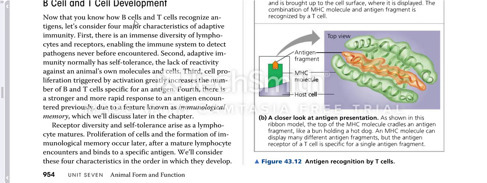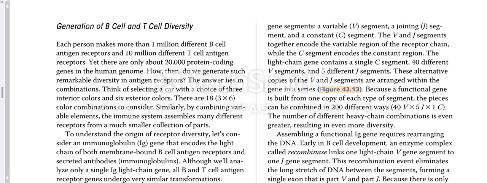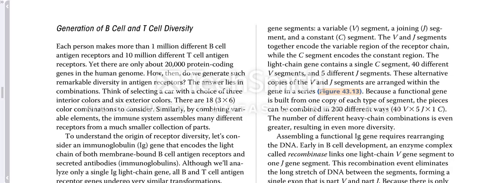Now, for the sake of time, this section just talks about development, and it doesn't give any hard facts, so we're going to move forward and specify more about that later. Anyway, it just discusses how well adaptive immunity works because of the specificity and development of the T and B cells. Now, moving on to here, this section discusses how a person makes 1 million different B cell antigens, 10 million different T cells. So how, with only 20,000 protein coding genes, do we have so much specificity? And it talks about combinations.